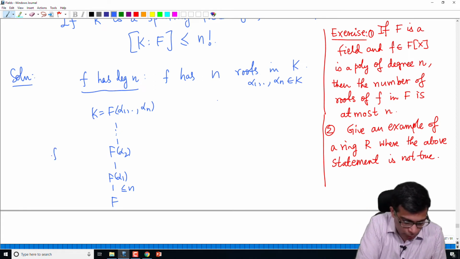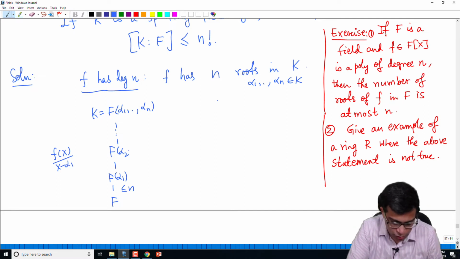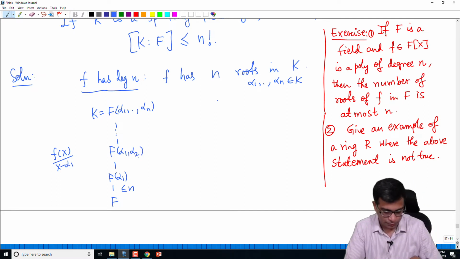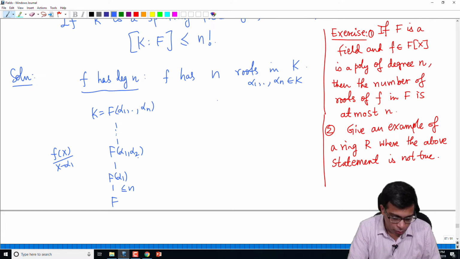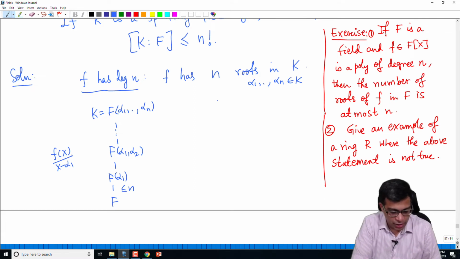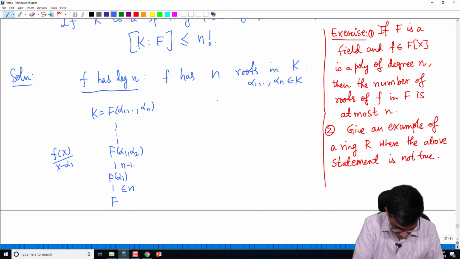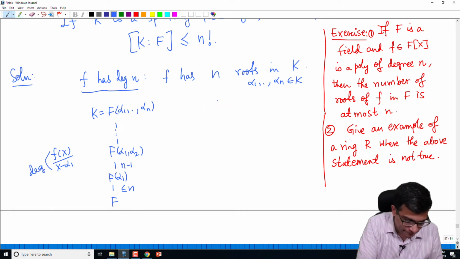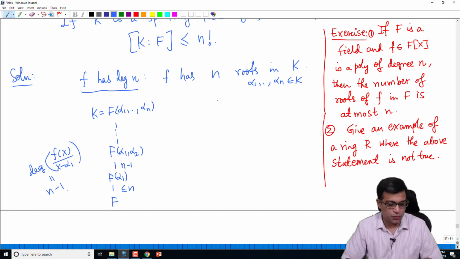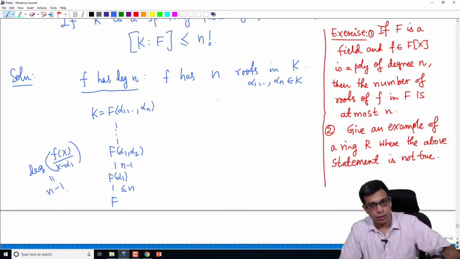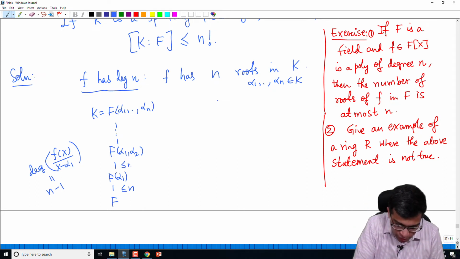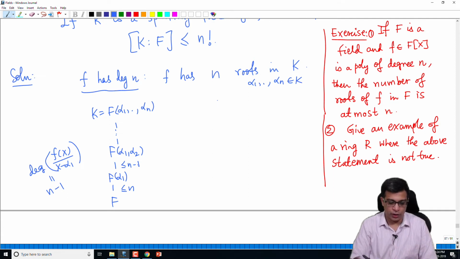And here, the polynomial that alpha 2 satisfies over F(alpha 1) will be f(x) divided by (x minus alpha 1), because that is an element in this polynomial ring. And this will have degree, remember, n minus 1, because f has degree n. You are removing one linear factor, so this is at most degree n minus 1. It could be smaller than that, so it's less than or equal to that.